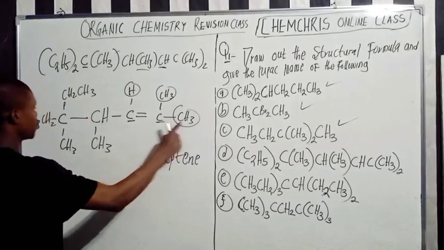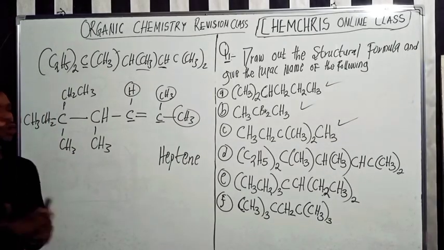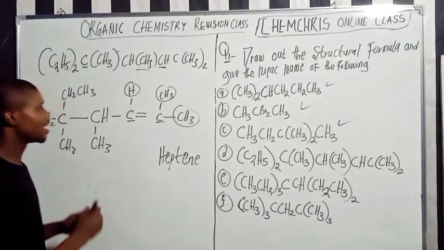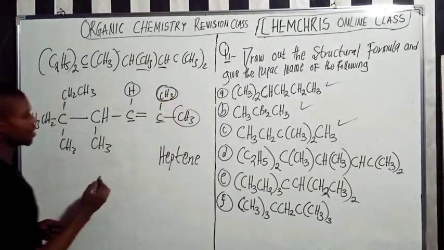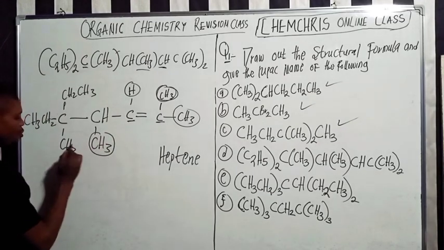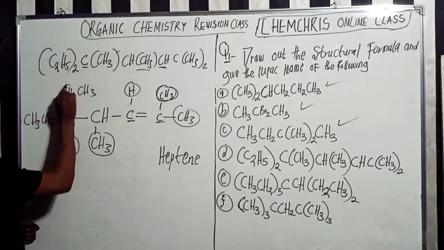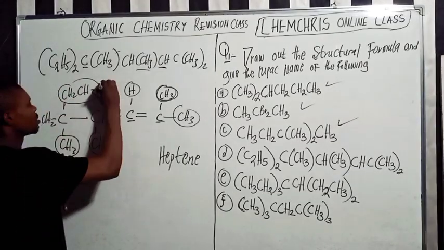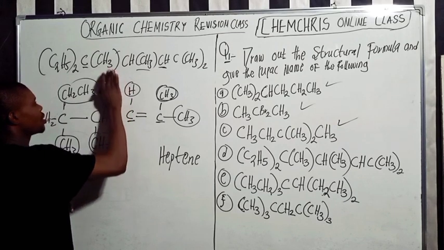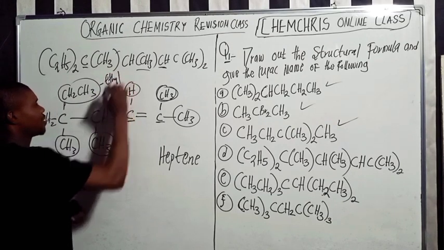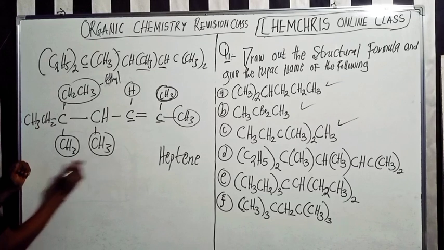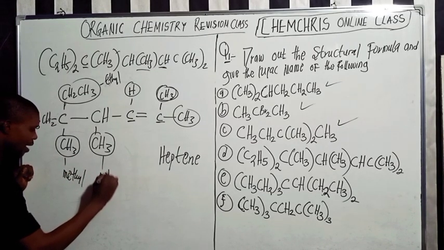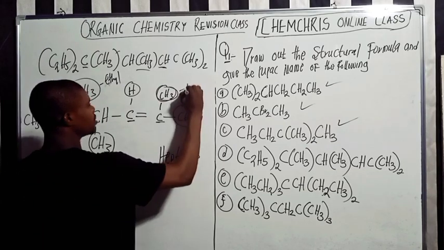If you take from here to here, you find that we have so many substituents. Now we have this guy as a substituent. We have this guy as a substituent. We have this guy as a substituent, and we have this guy as a substituent. If you check it very well, this one is called ethyl. This one is called what? Ethyl, right? These are methyl, and what? Methyl.